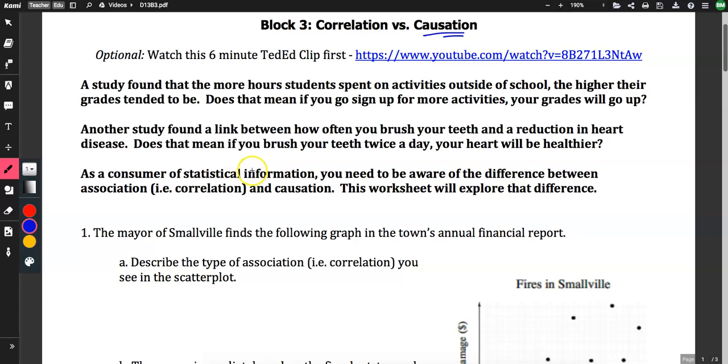As a consumer of statistical information, you need to be aware of the difference between association, meaning correlation, and causation. You need to know whether two variables are just associated, meaning related, or if one is directly causing another one to change. So this is going to look a little bit closer at that.